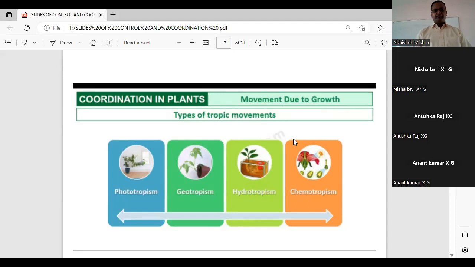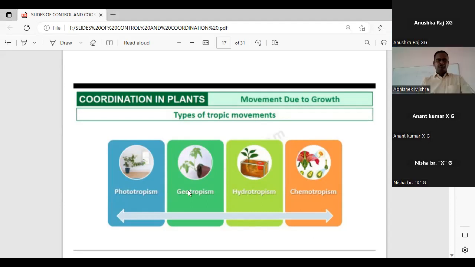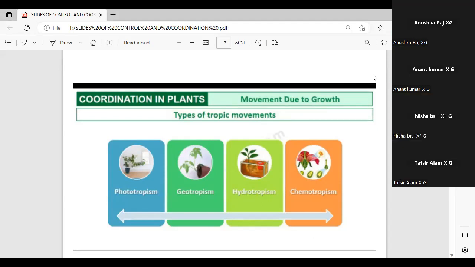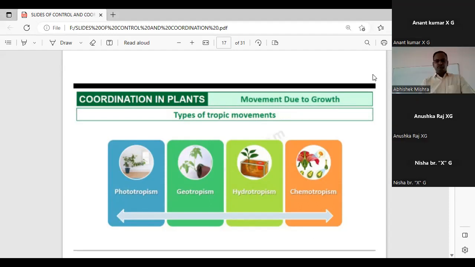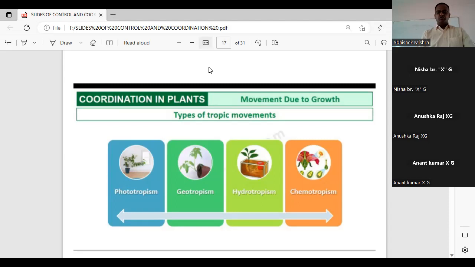Now, my next question, what is geotropism? Raise your hand. What do we mean by geotropism? Okay, Anushka, this time I'm giving a chance to Anushka. Movement of plants due to gravity. Okay, good, Anushka. Next question is, demonstrate an activity to show geotropism.